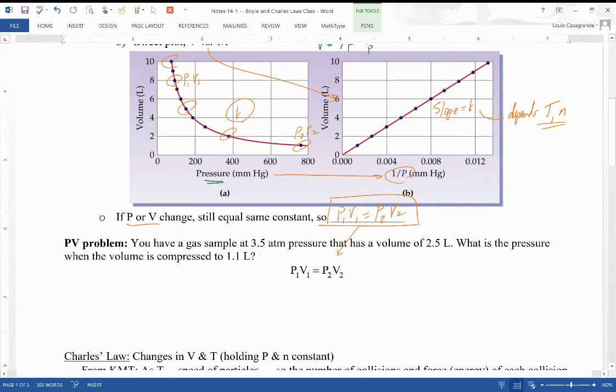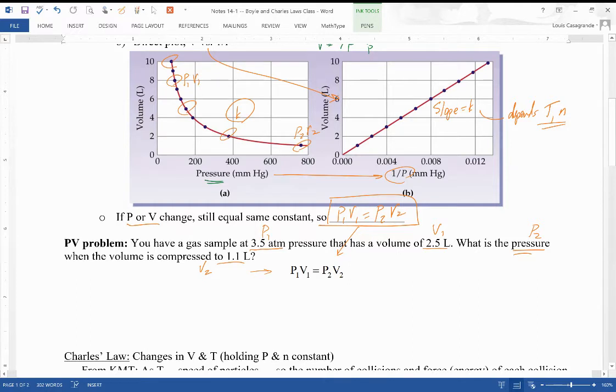So suppose we have a gas sample that's at 3.5 atmospheres pressure. By the way, hopefully I'll keep all the pressures in the same units. You shouldn't have to convert, and likewise all the units. That has a volume of 2.5 liters. So let's call this one P1 and the volume V1. And I want to know what the new pressure is. That's going to be my P2 that I'm looking for when the volume is compressed to 1.1 liters, and that's my V2.